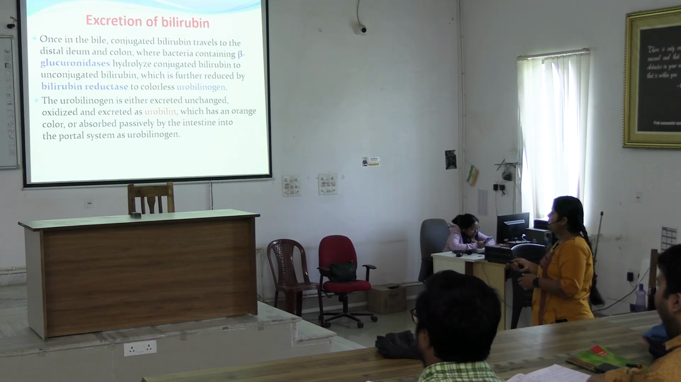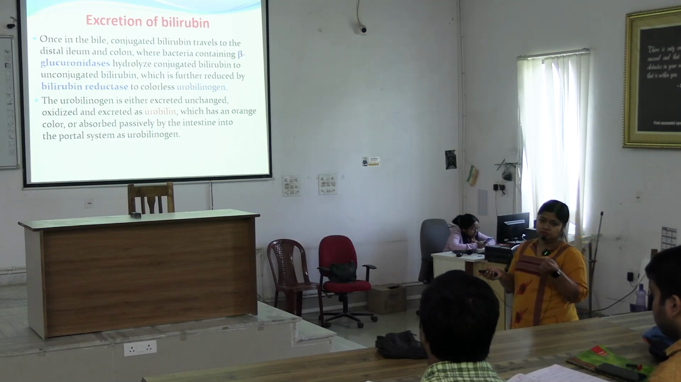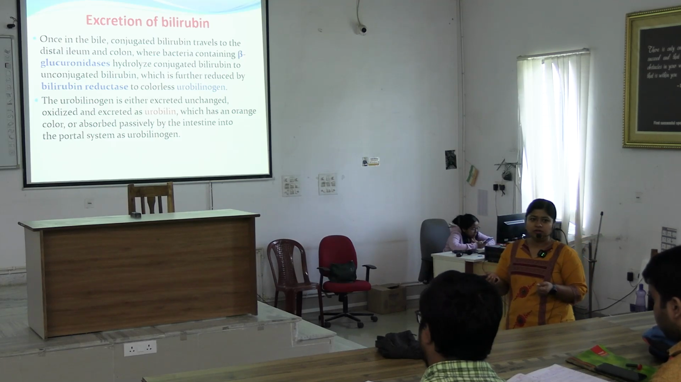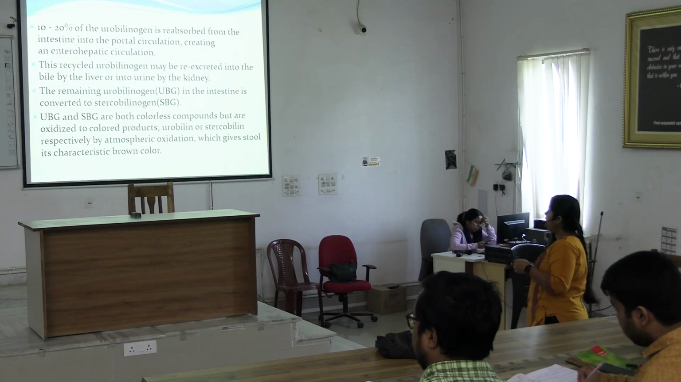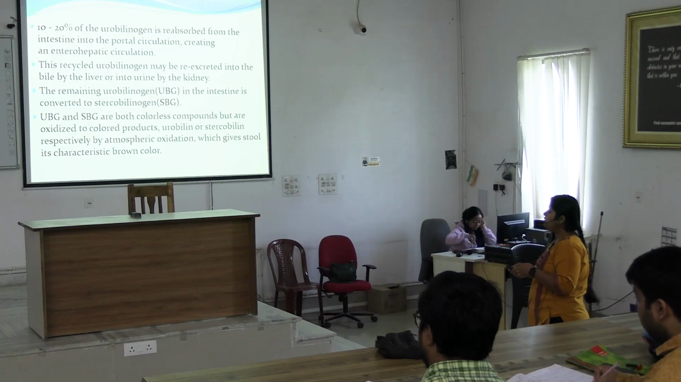So urobilinogen is either excreted unchanged or oxidized. This urobilin has an orange color which gives the urine its specific pale yellow. Remaining urobilinogen in the intestine is converted into stercobilinogen. They are both colorless but oxidized to colored compounds, urobilin and stercobilin respectively, by atmospheric oxidation.